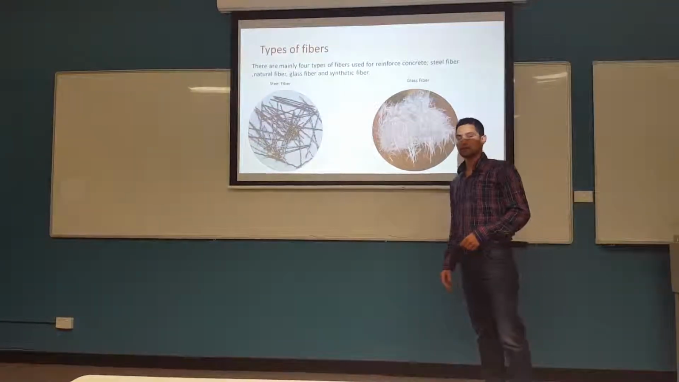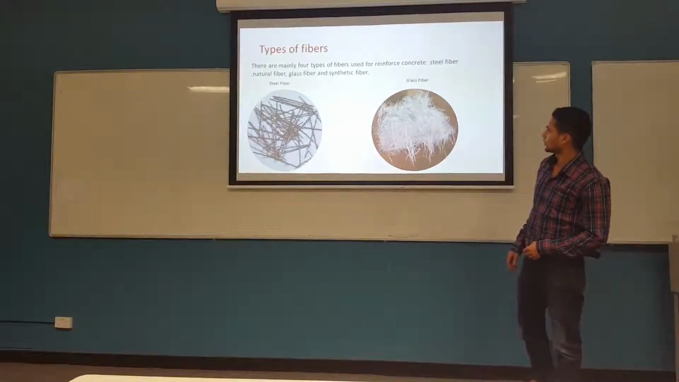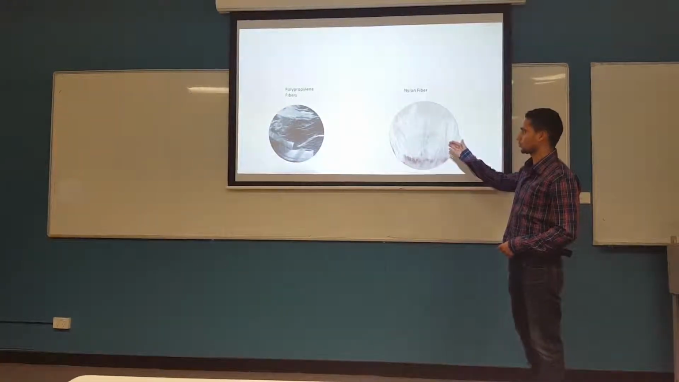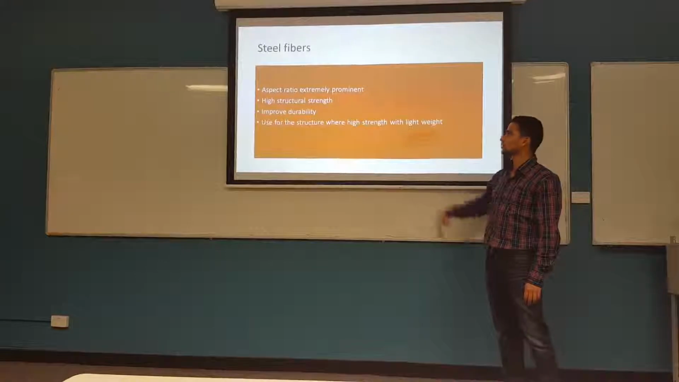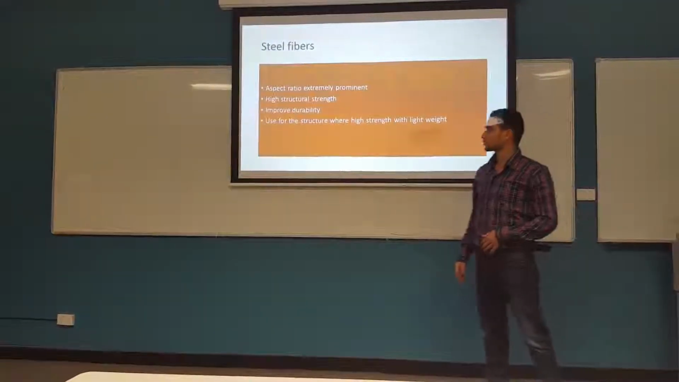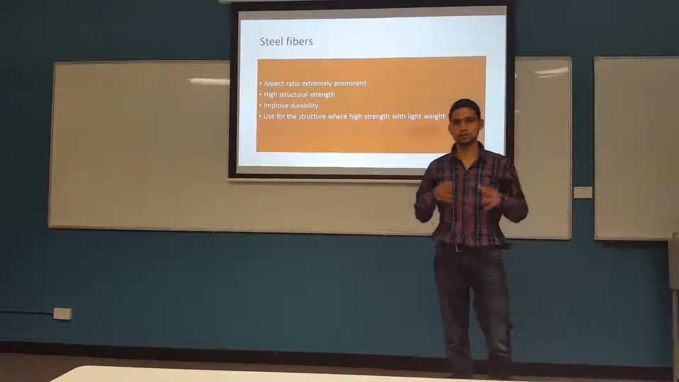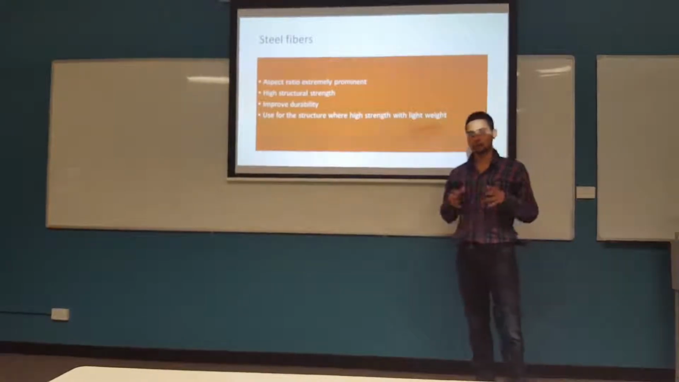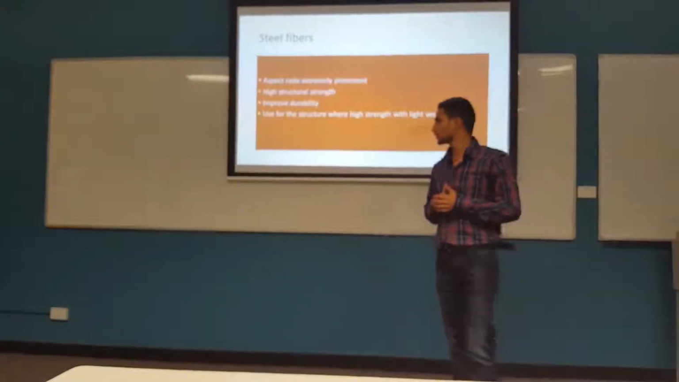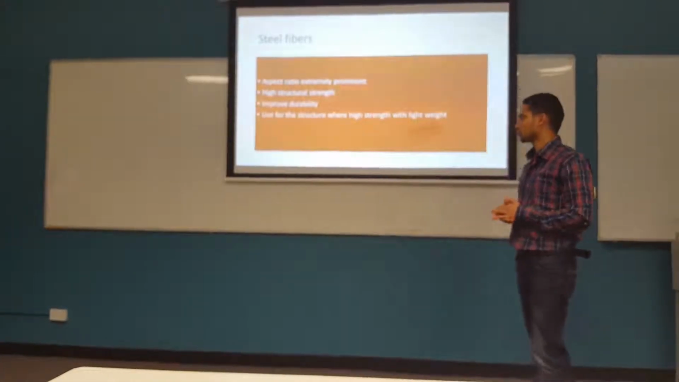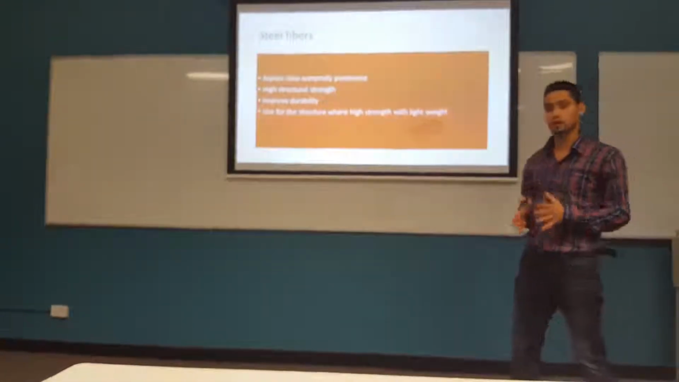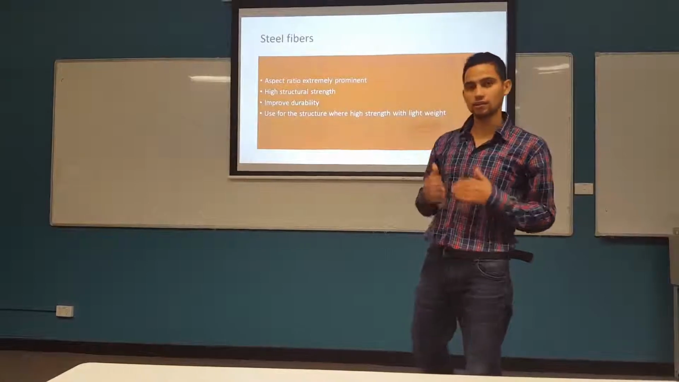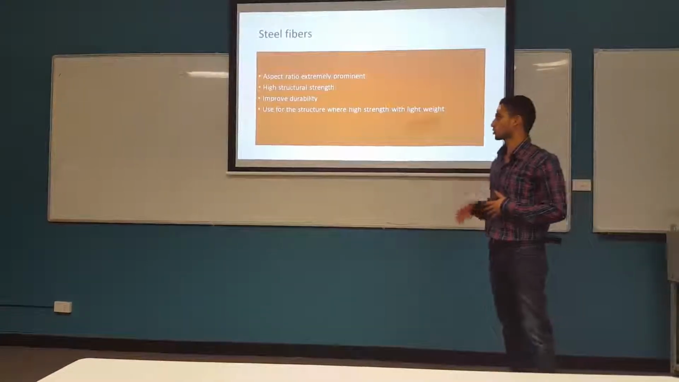Now types of fibers. There are mainly four types of fibers: steel fiber, natural fiber, glass fiber, and synthetic fiber. These are some sample pictures of the different types of fibers, and these are basalt fibers. Now the steel fiber. Steel fiber has an extremely prominent aspect ratio, great tensile strength, high structural strength and improved durability. Steel fiber is used in structures where high strength is needed, and in that condition steel fiber is used in construction.